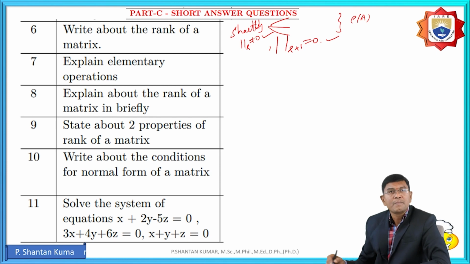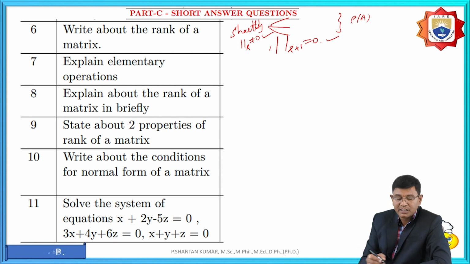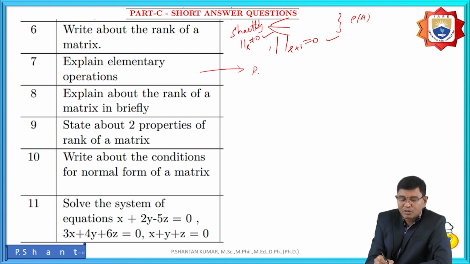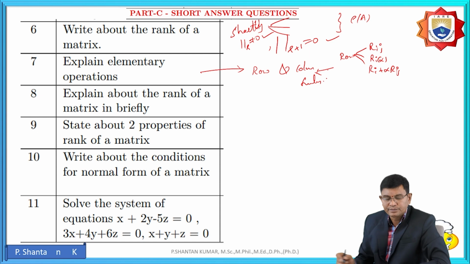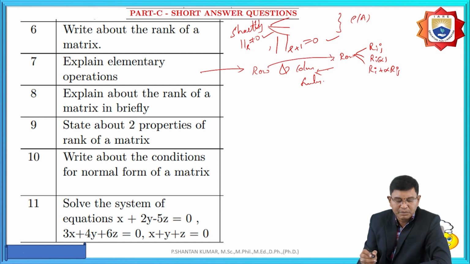Explain elementary operations. Elementary operations are nothing but row and column operations. Under the row operations, we have Rij, Ri(alpha), and Ri plus alpha Rj. Similarly, column operations are also defined in the same way.